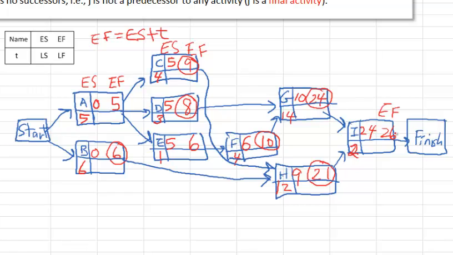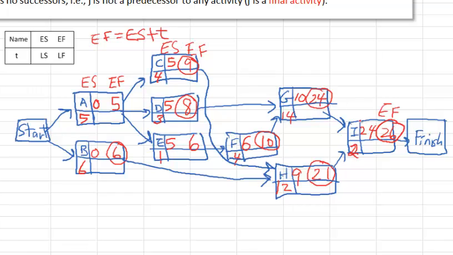So what do we have so far? What we have is, if we are smart about it and we start and finish each activity as soon as we can, then we could be done with the entire project in 26 weeks.